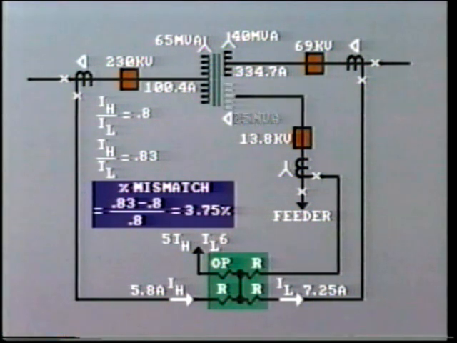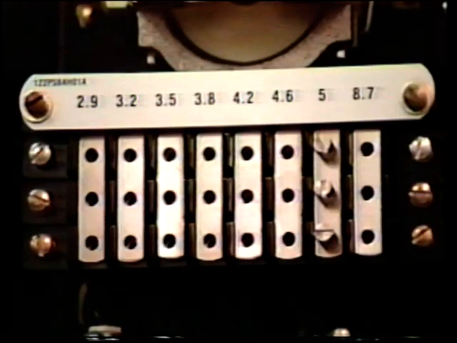A similar calculation would now be made for the tertiary, using 25 MVA as the base. At times, the mismatch may be too high for good reliability, even when using the whole range of taps. In this case, it may be necessary to use auxiliary CTs in the main CT secondary circuit.